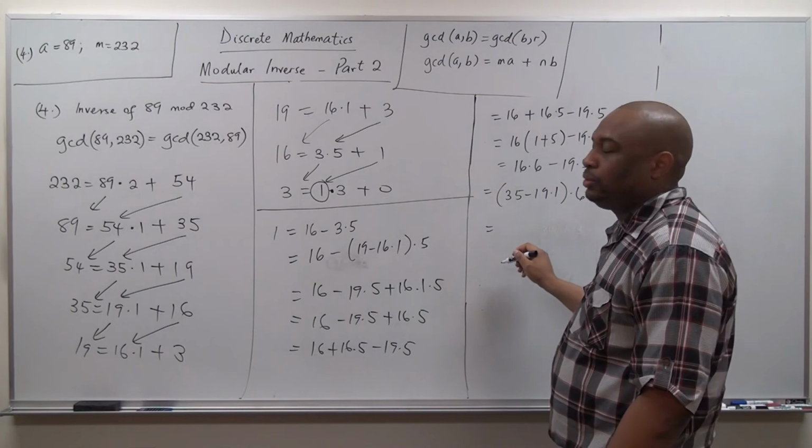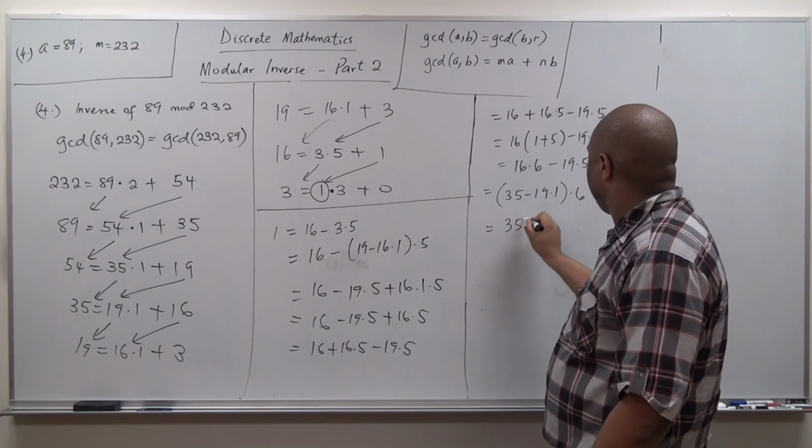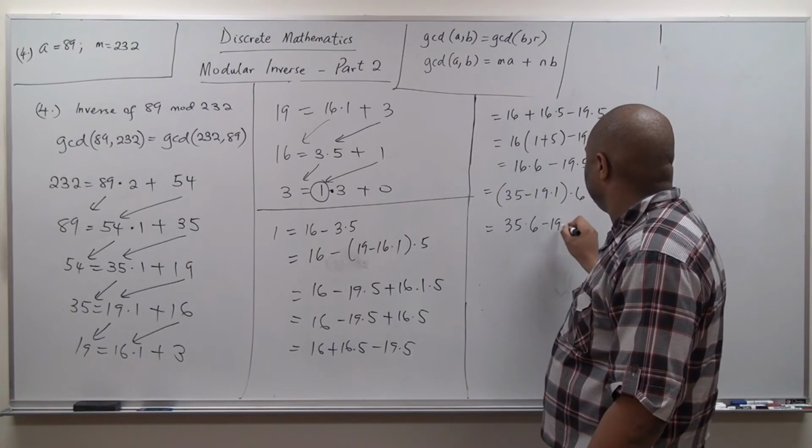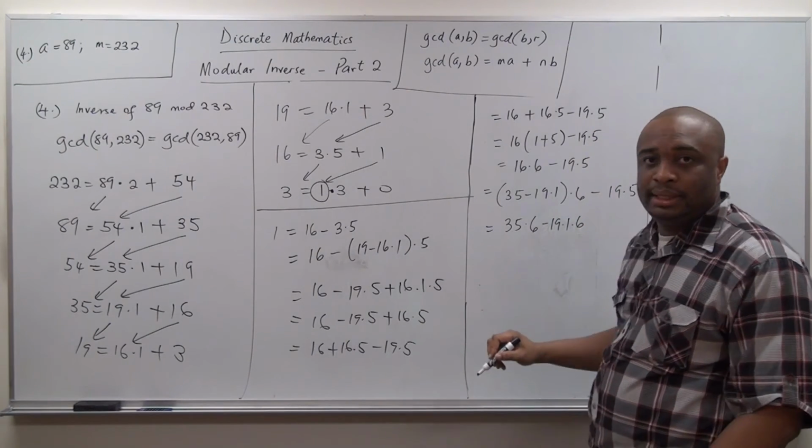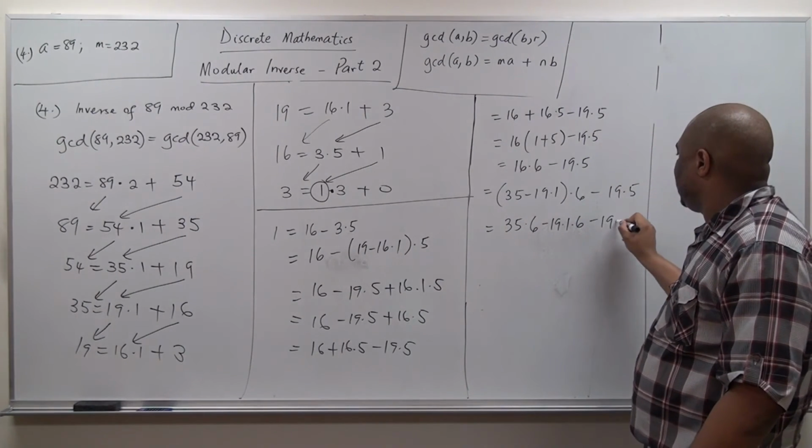So this will be equal to 35 times 6 minus 19 times 1 times 6 minus 19 times 5.